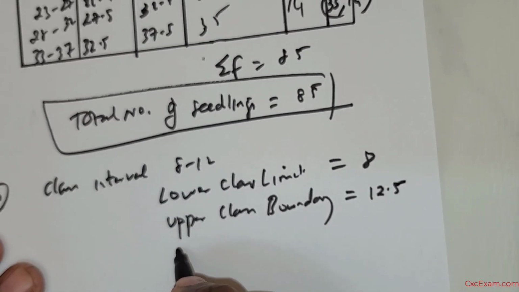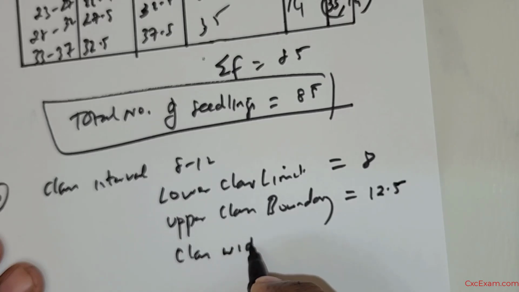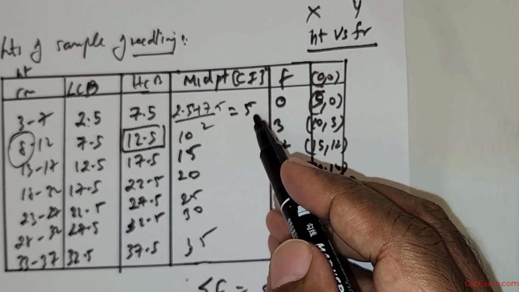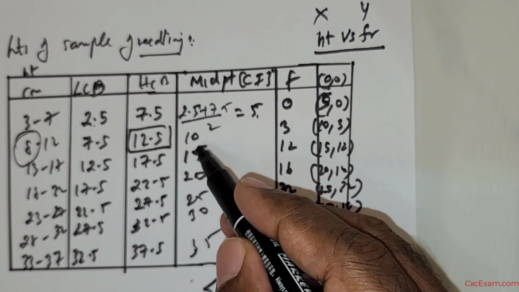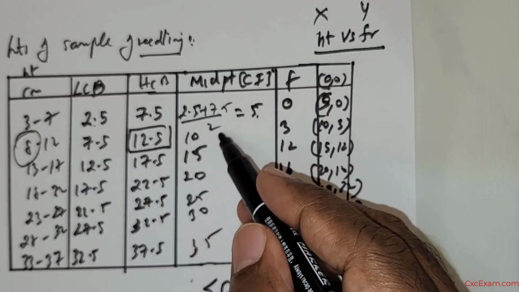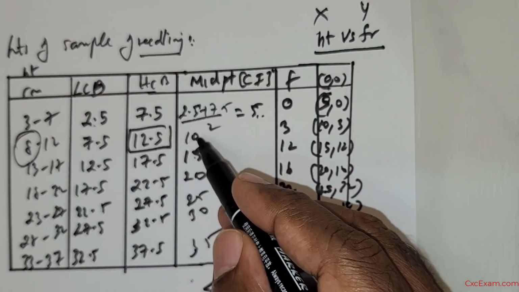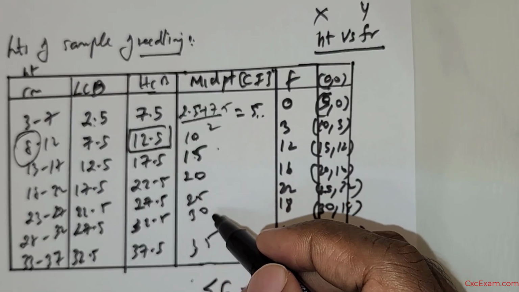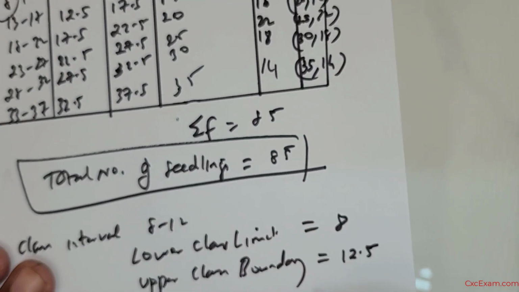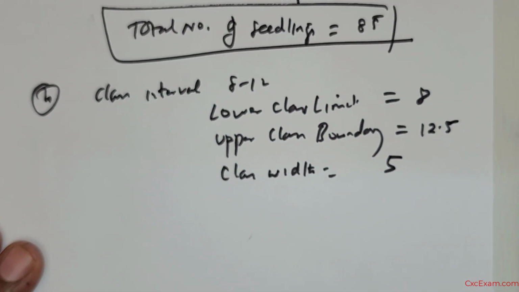And next is the class width. What is the class width? I just told you, 5. The difference among the values is actually always 5 in this case. So 10 and 5, 5; 15 and 10, 5; 20 and 15, 5; 25 and 20, 5; 30 and 25, 5. So that is the value that you should write there.